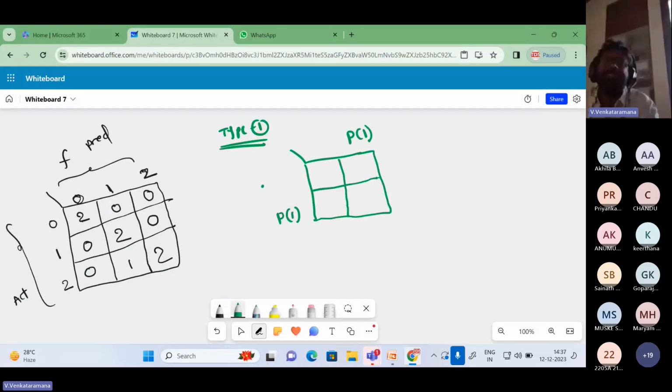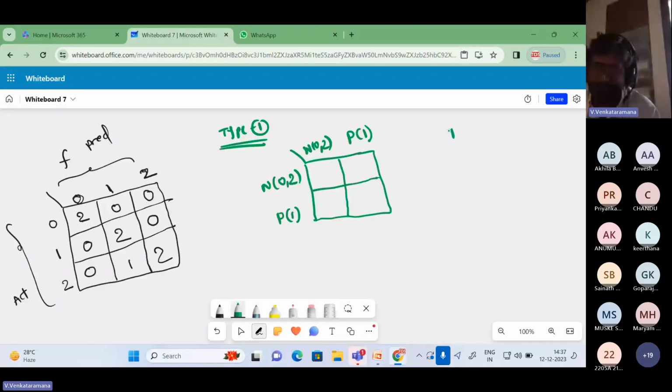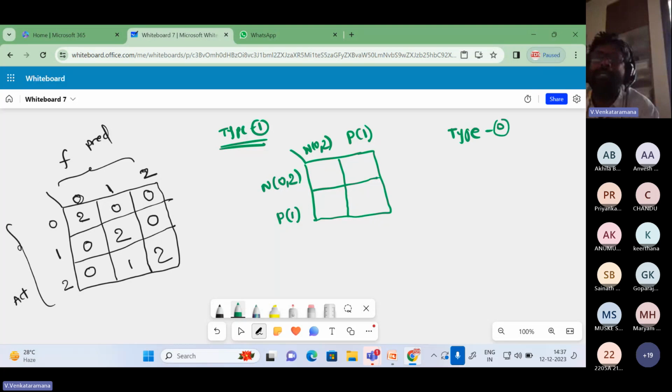Similarly, you have to prepare the confusion matrix for the type 0 penguin. I will repeat once again if you are unable to understand. Type 0 penguin means we are working with respect to 0, so positive is 0, and the remaining two are negative. Type 1 and type 2 penguins are negative. So that is the confusion matrix in 2 cross 2.